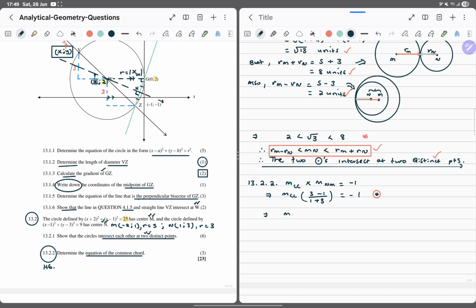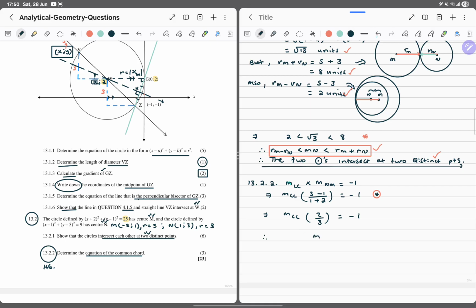So this implies that MCC, which is the common chord, into, this becomes 2 over 4. Now 2 over 4, what did I do here? I took the 3 there, right? I took the 3 and subtract the 1, so that's a 2. Yeah, there was a mistake here. There's no 3 here. There's a 2 instead, okay? So this is basically 2 over 3 equals -1.